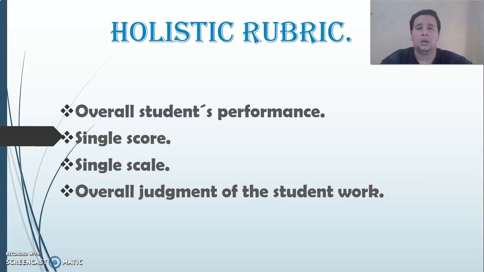Okay, usually we have two kinds of rubrics. We have, in the first place, the holistic rubric. We can consider the holistic rubric as an overall view of the student's performance. In other words, a holistic rubric is more general. Usually it uses a single score and of course a single scale, and we consider a holistic rubric as an overall judgment about the student's work.